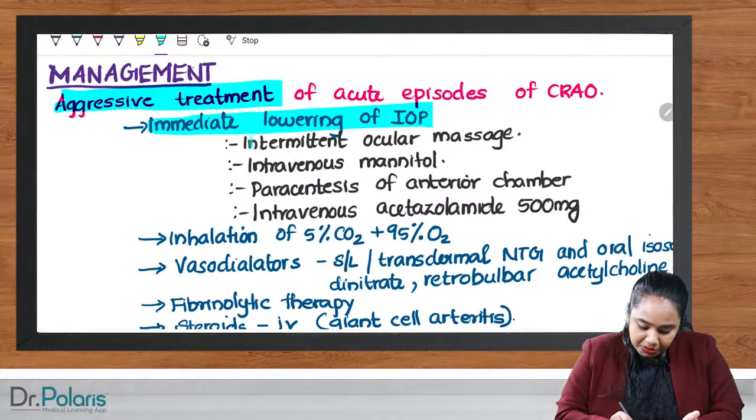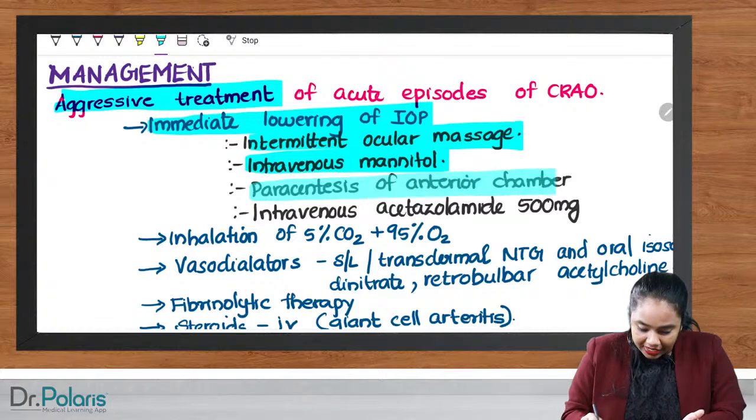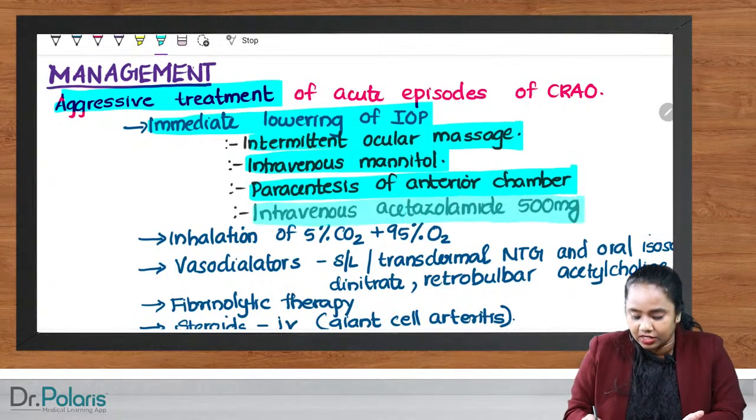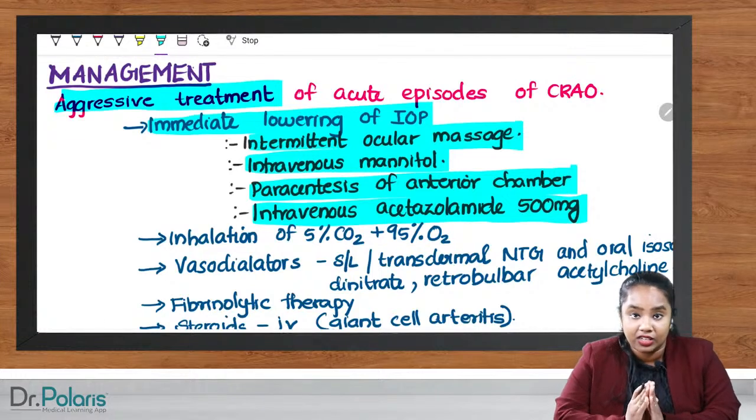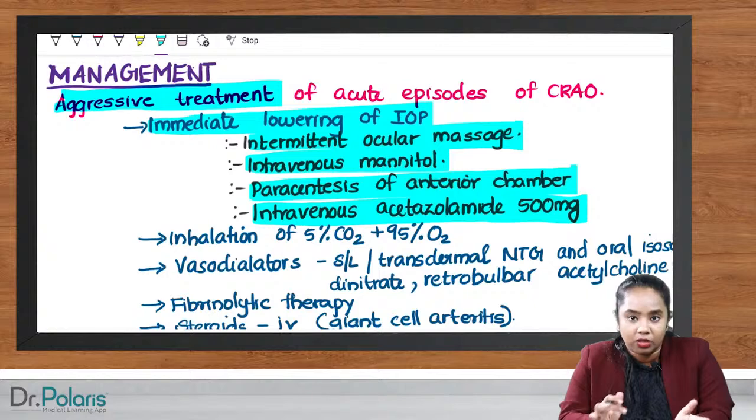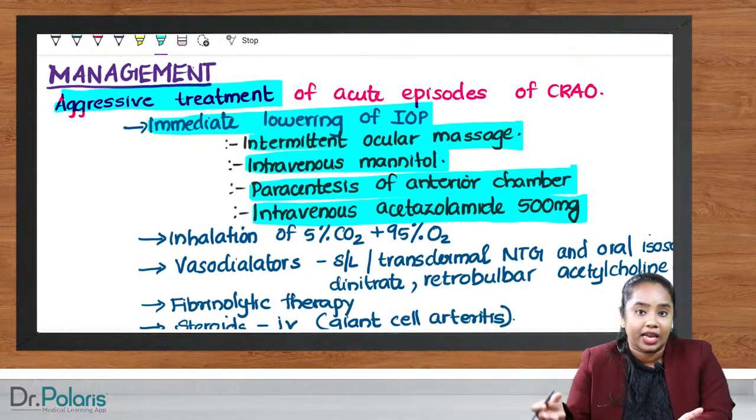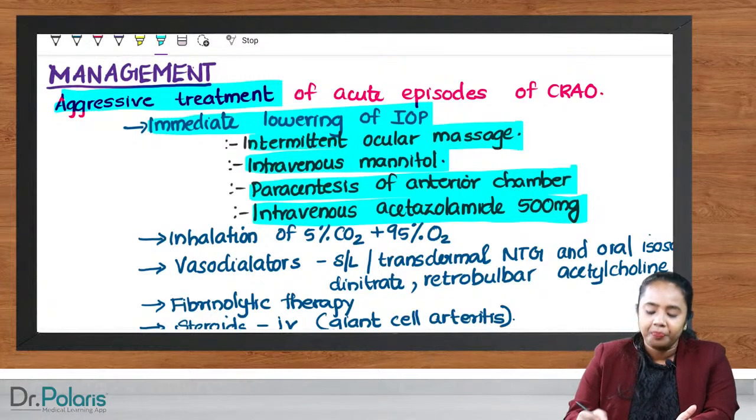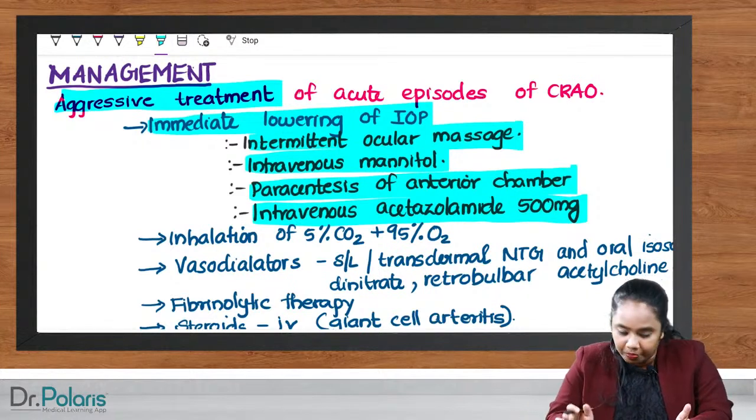This can be done by intermittent ocular massage, intravenous mannitol, paracentesis of the anterior chamber, and intravenous acetazolamide 500 mg. So, the first thing that we have to do is decrease the intraocular pressure, by doing small massage over the area of the eye, that is intermittent ocular massage. Then intravenous mannitol, an osmotic diuretic, helps in reducing the intraocular pressure. Paracentesis of the anterior chamber is very useful, and intravenous acetazolamide 500 mg is also preferred.